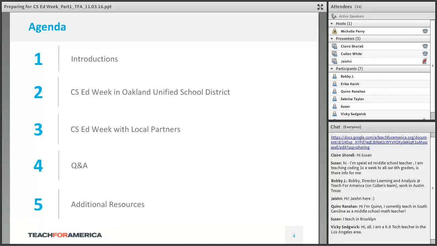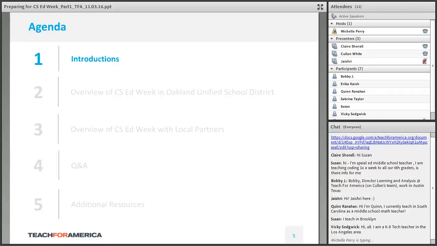A quick overview of the agenda. We're going to do some quick introductions here in just a moment, and then we'll run through what Claire Shorall did in Oakland Unified School District for CS Ed Week and what her plans are moving forward into this year's CS Ed Week. And then Jaishri Shankar will review what she did with some local partners in a rural context for CS Ed Week in South Carolina. And we'll get some time for Q&A and just touch real quickly on a couple of additional resources. So without further ado, let's get to introductions.